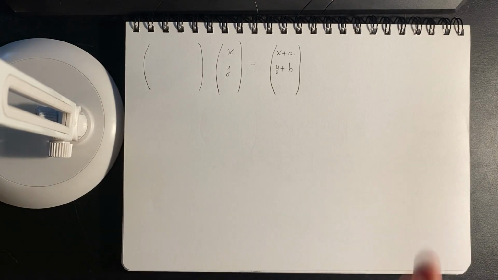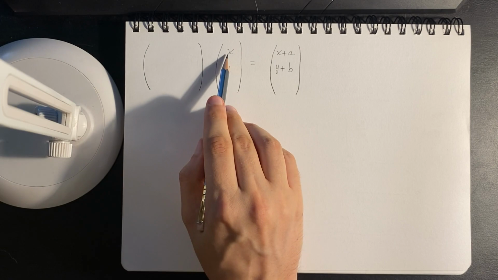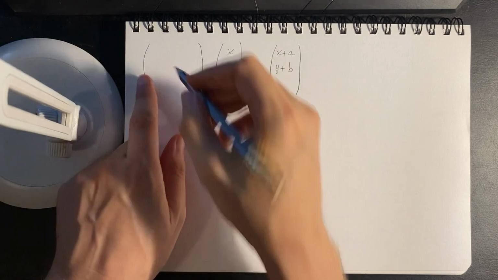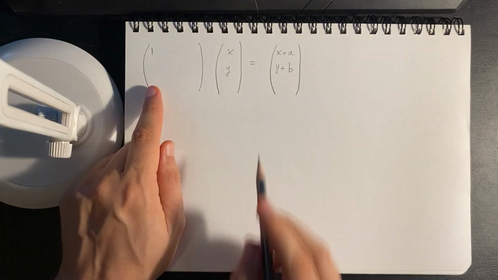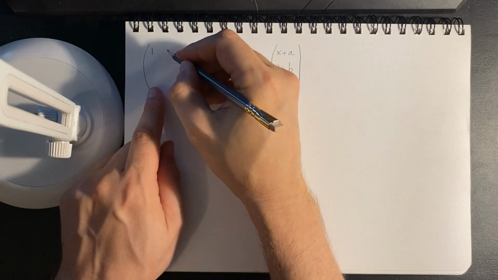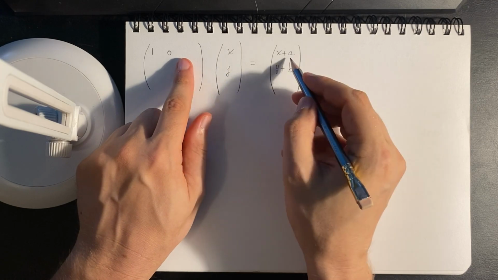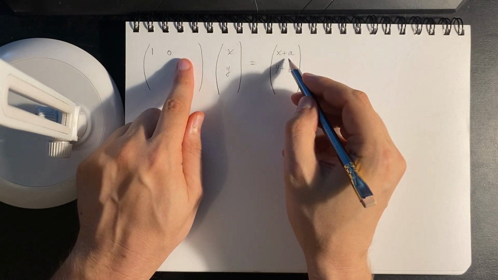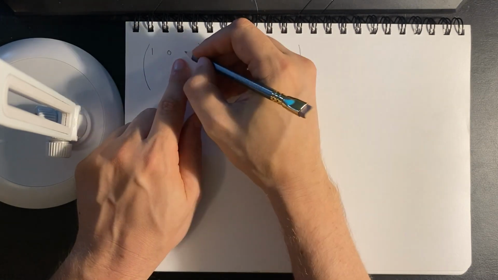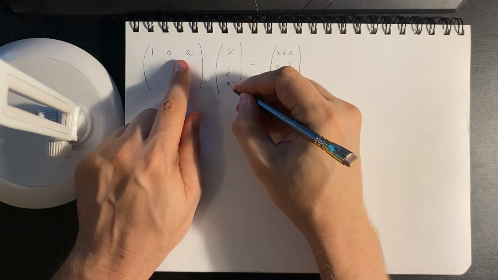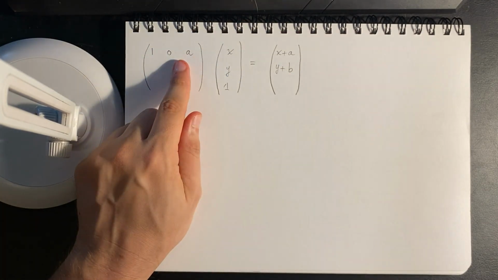Okay, now I look back at the matrix. I say, what do I need? For the top row, I need 1 times x plus, no y, plus a. How do we do that? This is sort of a trick. I have a times 1. I'm going to insert a 1 there in the bottom.